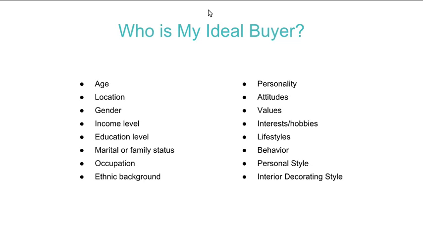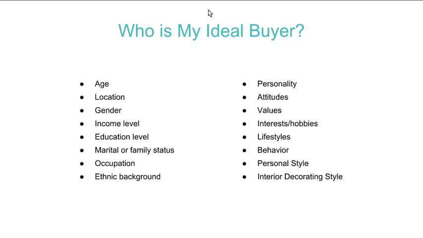So it's really important to know the person that would buy your shabby chic furniture, what kind of style do they have? What color palettes do they like? What do they dress like? That kind of stuff. So go beyond the surface level of age, location, gender, and really get to know the personality of that person.